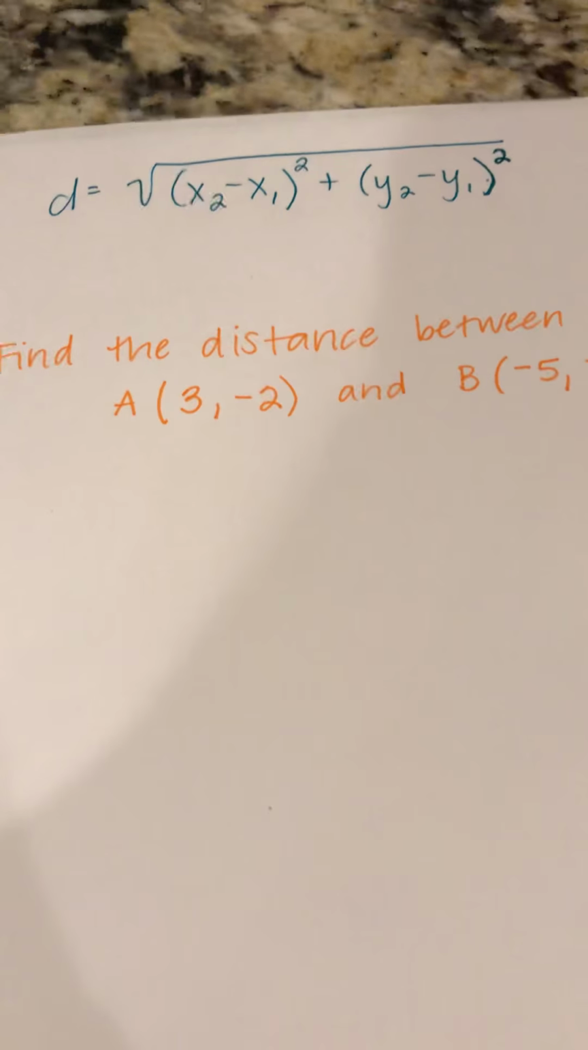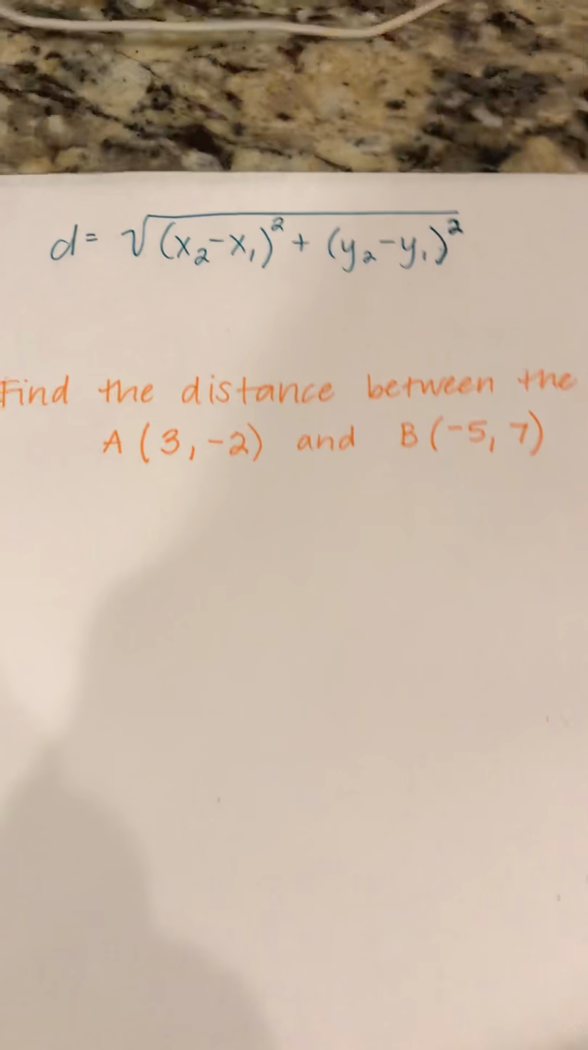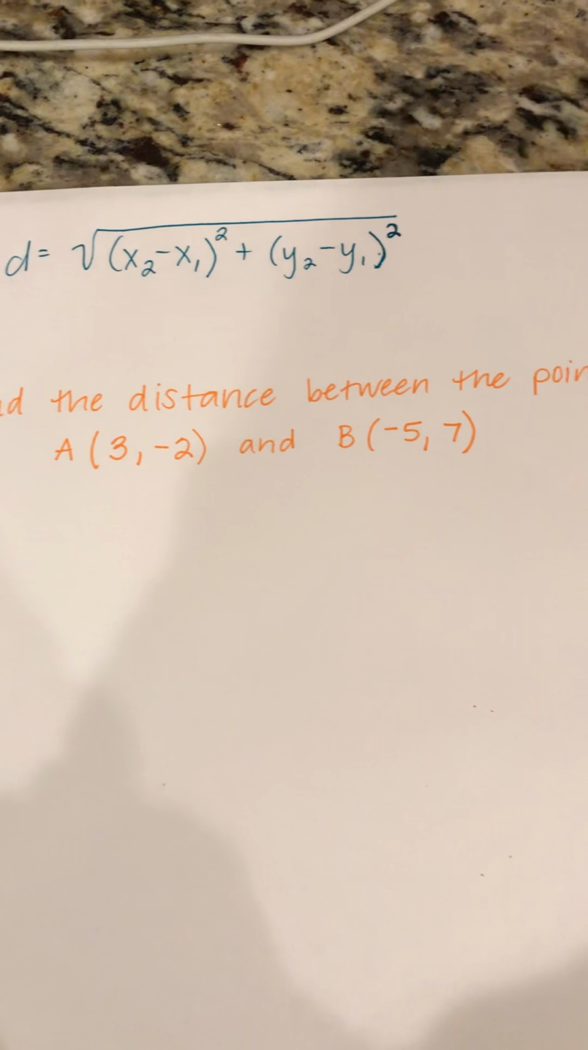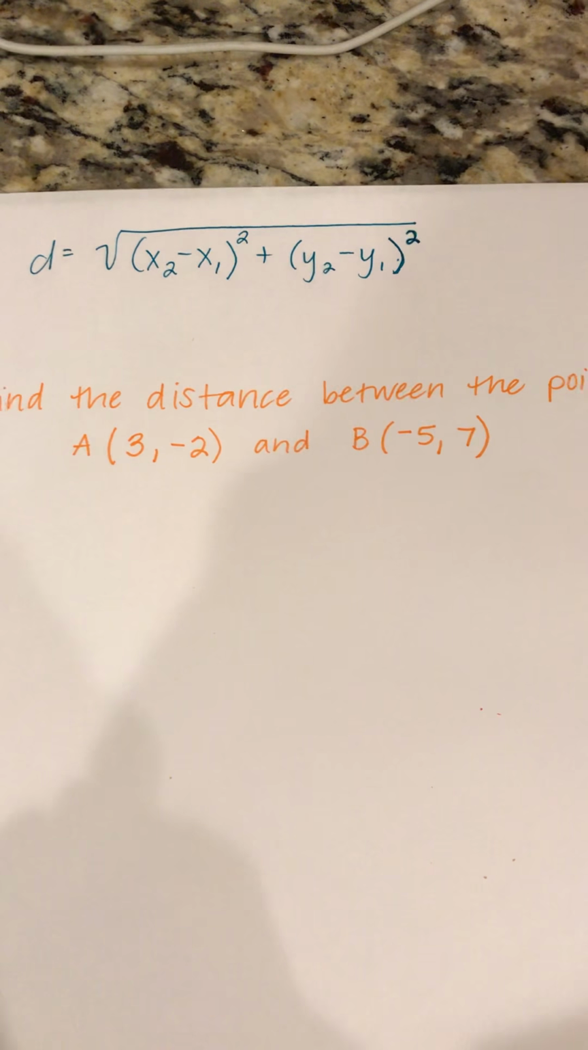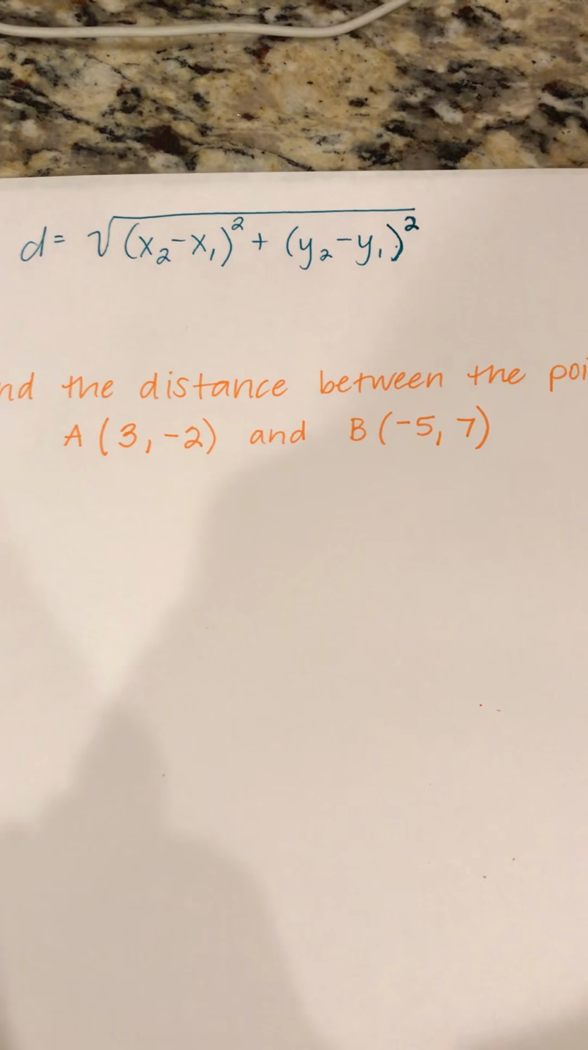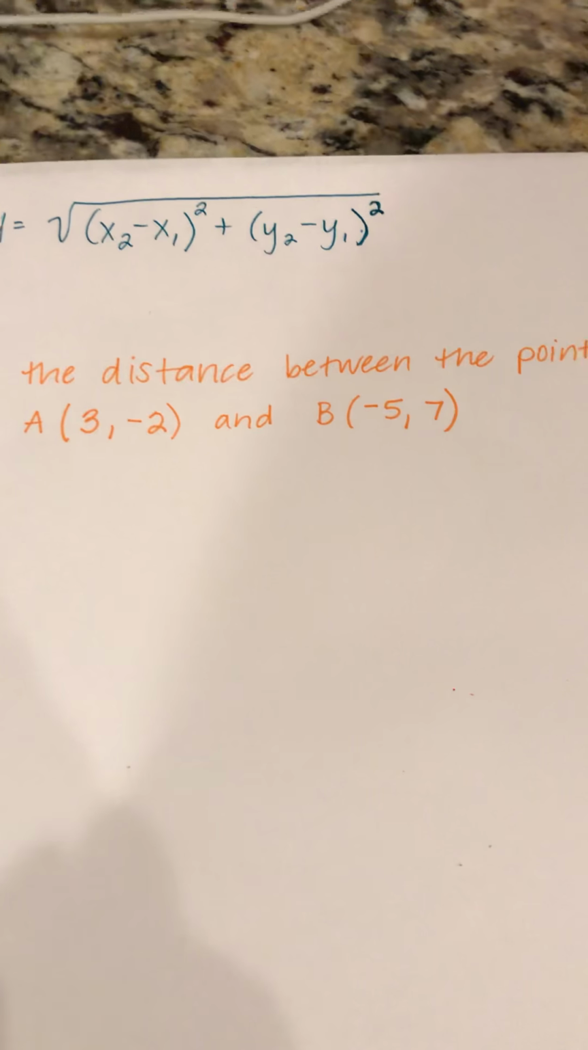Now I have an example here. It's not on your paper, so you can have another one to look at. It says, find the distance between the points A (3, -2) and B (-5, 7).